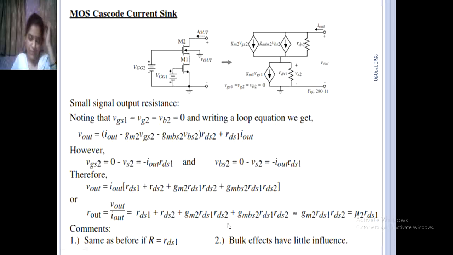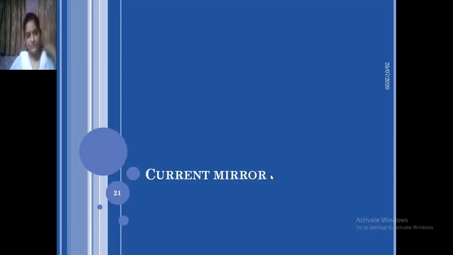So what is the conclusion from this? Same as before, if R is equal to RDS1, then the bulk effect has little influence. When the MOS cascode current sink is used, the bulk effect has little influence.